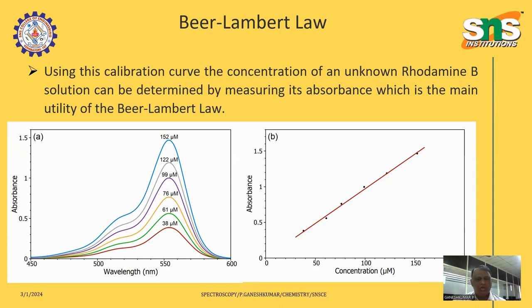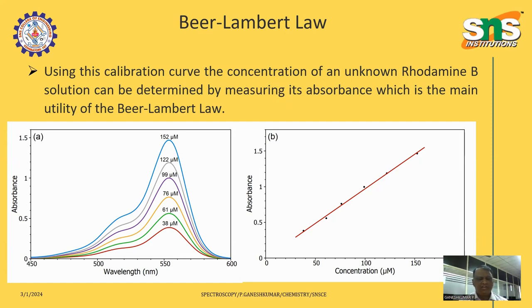In graph 1 on the left side, the x-axis is wavelength, between 450 and 600, and the y-axis is absorption. See at the bottom, the red line, 38 micromolar concentration. The absorption is less. And when the concentration increases, the absorption keeps increasing, which proves the Beer-Lambert's law. The absorption is directly proportional to concentration.